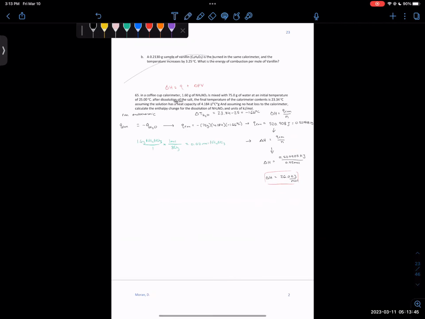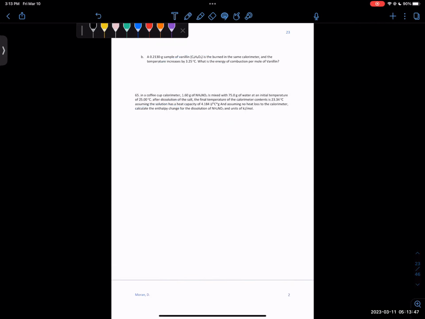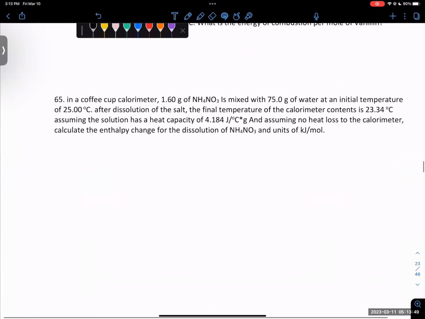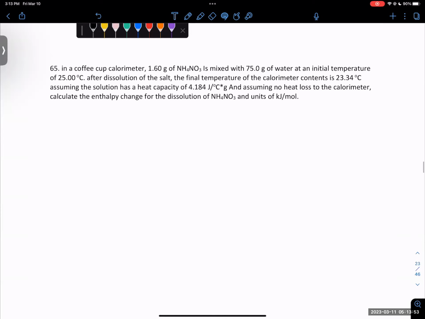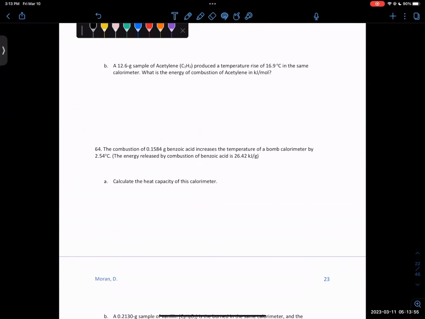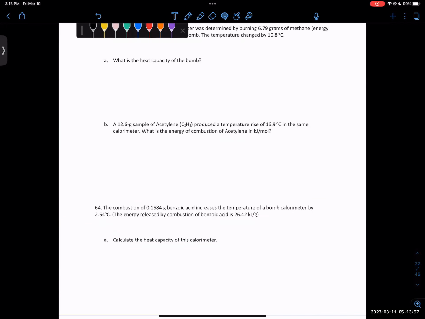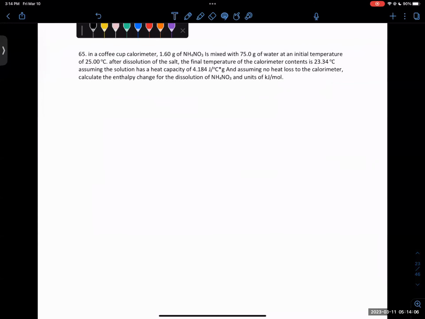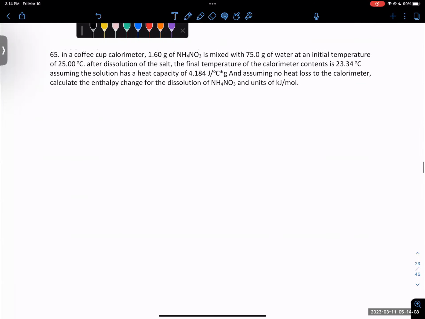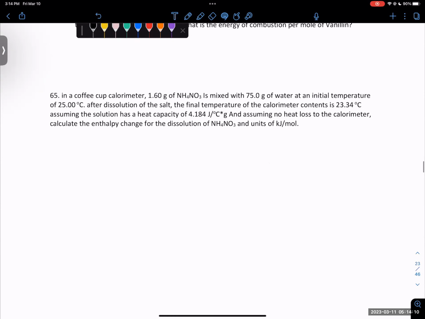Close your eyes, everyone. Let's do number 65, because 65 is very similar to the one we just did. The other two here were bomb calorimetry problems, and I didn't want to do them right now, just because I wanted to do something that we just went over. So we should be able to use the knowledge from the previous question to answer this one. So I'll give you some time to work on that one.